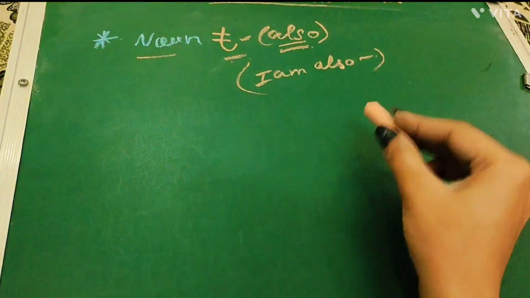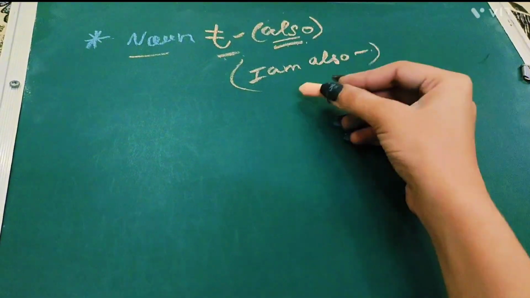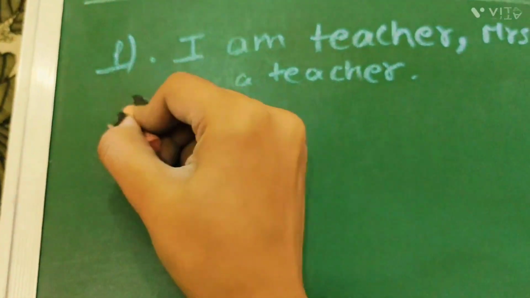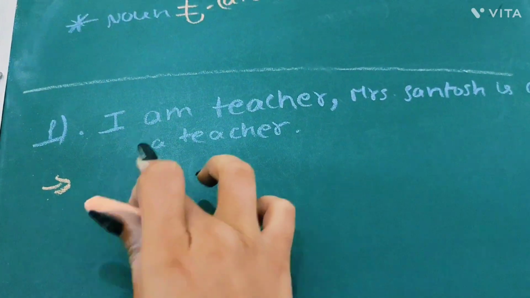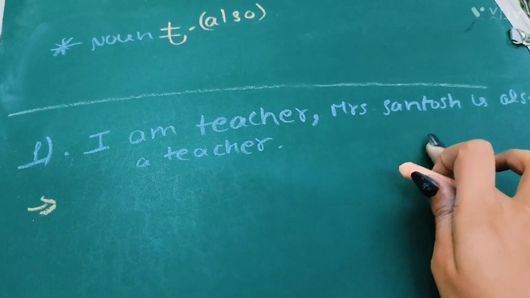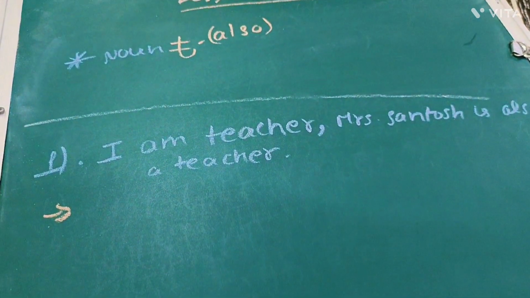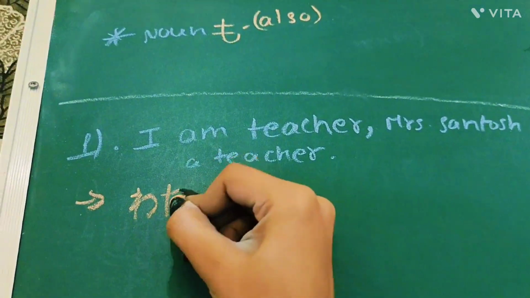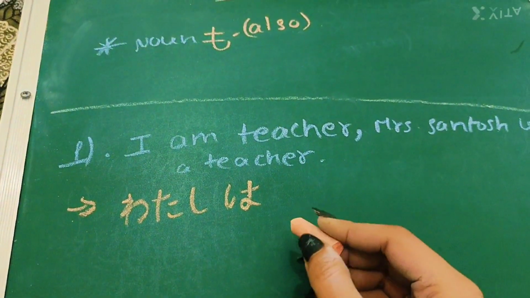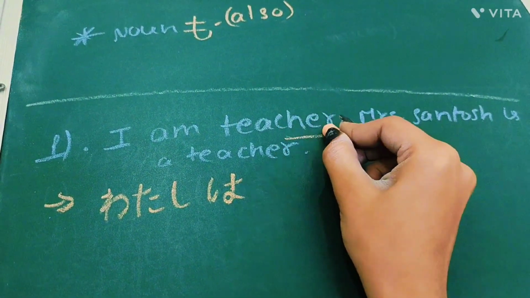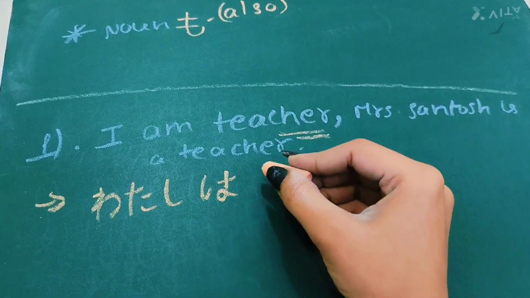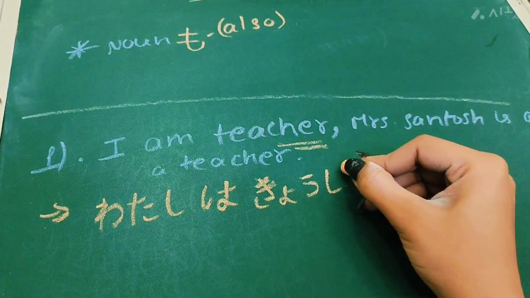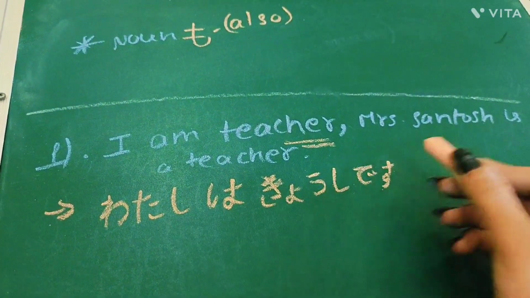Our next grammar point is noun mo. Mo is also. If you want to say I'm also that, I'm also this, so you use mo there. Our first sentence is I am a teacher. Mrs. Santosh is also a teacher. I am a teacher. Watashi wa kyoshi. I'm referring to my own job, so I will put kyoshi here. Watashi wa kyoshi desu.